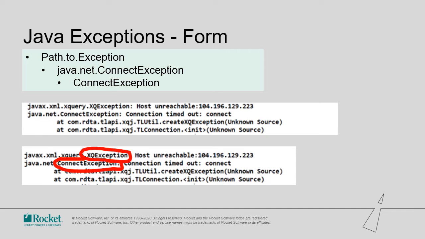First off, let's look at the form of the Java exception, which you will see in the logs. Notice that there's a delimited form. Everything before the exception itself tells you where it came from, and the last delimited element is the exception itself. The images on the slide hopefully show what I'm talking about.